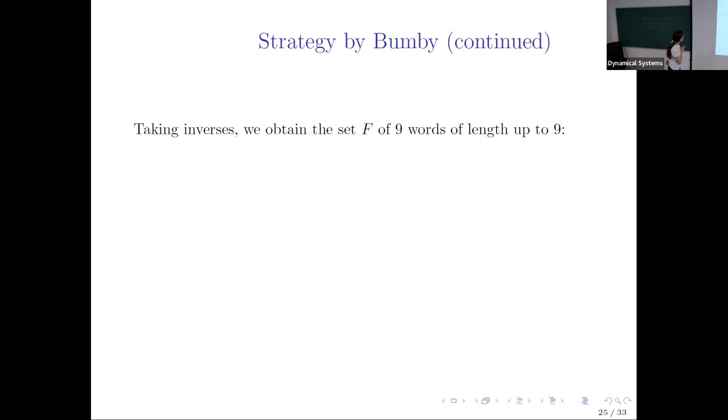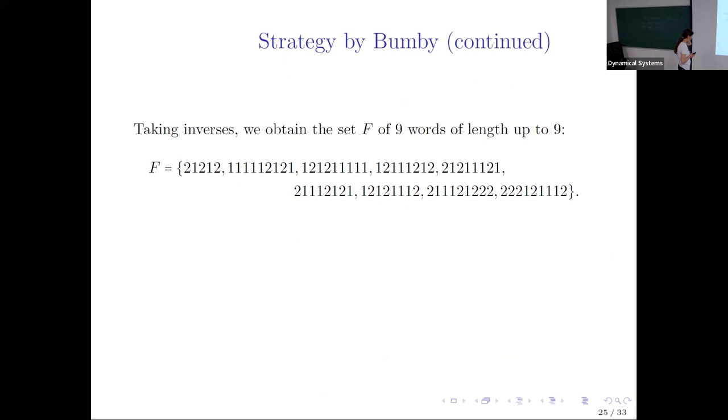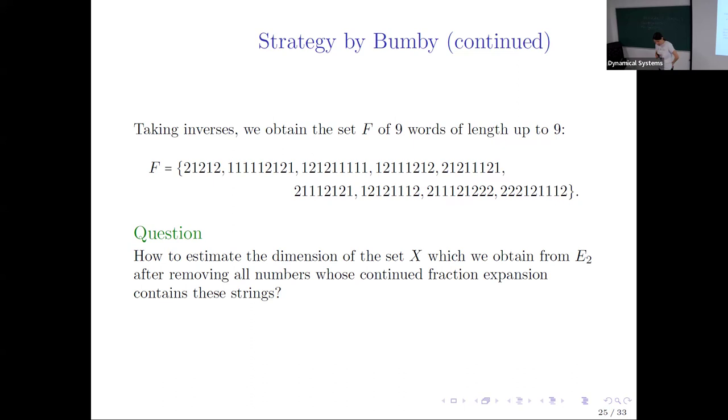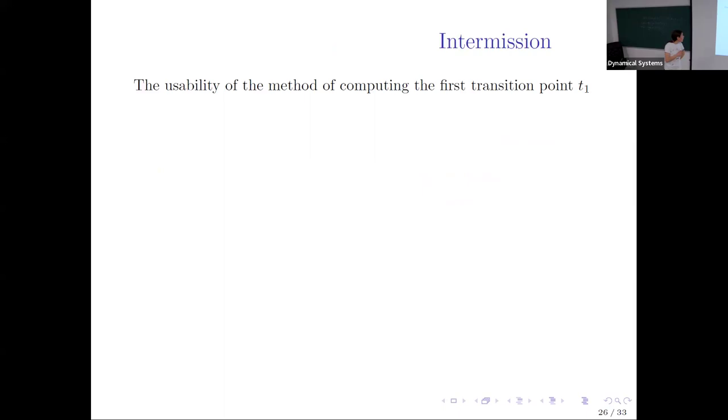Yes, but of course, to every sequence you include, you also need to include the reciprocal as well in your set of forbidden numbers. So, for example, this is kind of a set that you may get when you consider the possible combinations, when you follow the strategy explained, this decision tree. And then the question is how to estimate the dimension of what is left. And here we were just saved by thermodynamic formalism.